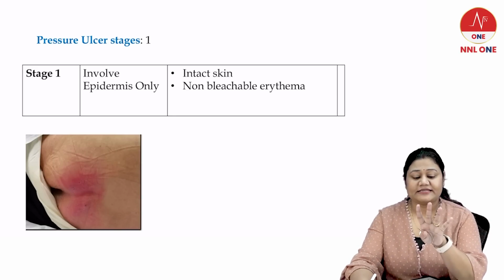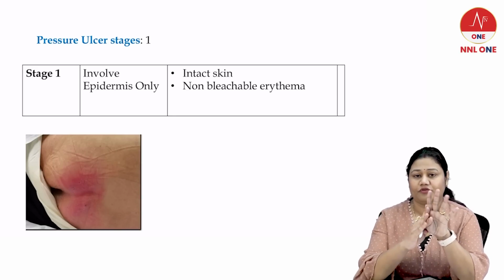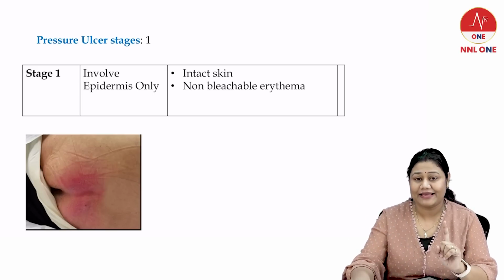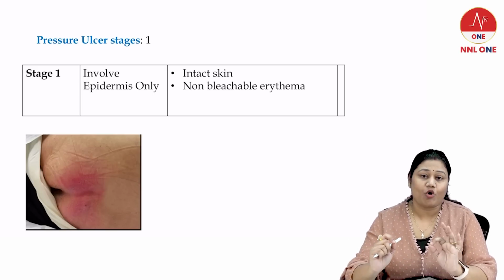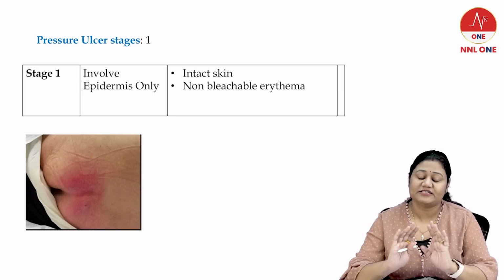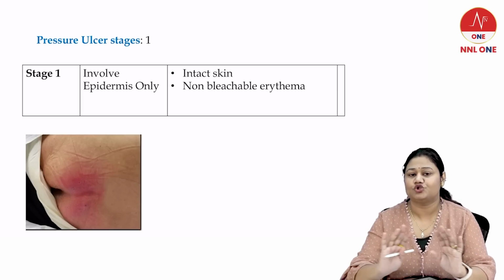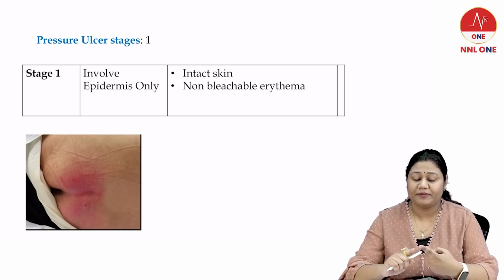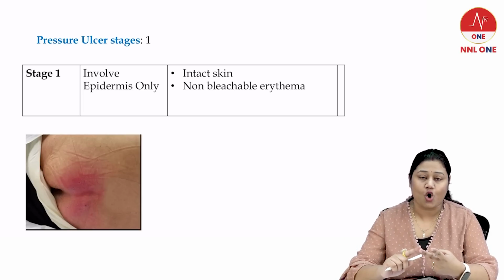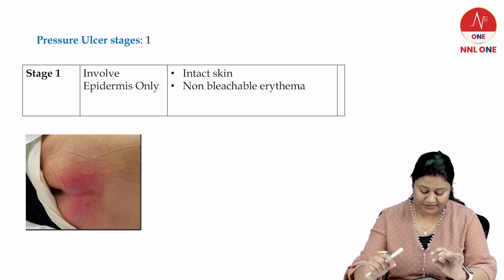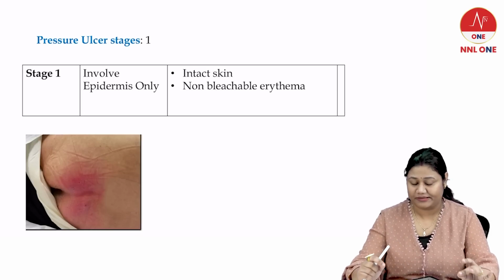There are 4 stages, and apart from the 4 stages, 2 additional stages. One is stage 1. Stage 1, always remember, the trick is the skin is completely intact. There is no tear in the skin. The skin will be reddened, erythema will be there, and non-blanchable skin. That means it is a stage 1 pressure ulcer, right? So it is intact and non-blanchable erythema.